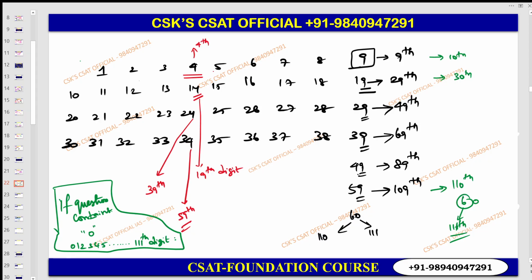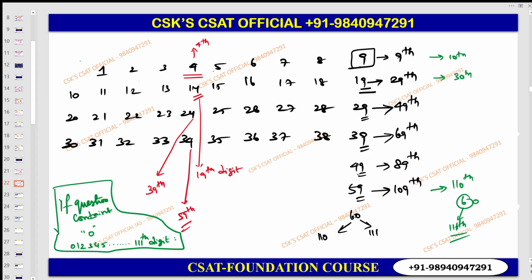Okay, guys, understanding now. If 0 is there, what will happen? If 0 is not there, what will happen? So always remember, if 0 is there, you move one place. Understanding? Anybody having doubt? Did you understand? Yes, sir. Okay. So this is a thing you need to remember.